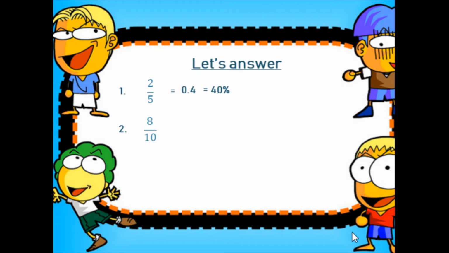Next, number 2. 4/5 in decimal is? Very good. It's 0.8. So its percentage form is? Okay, good job. It's 80%. Let's move to number 3.